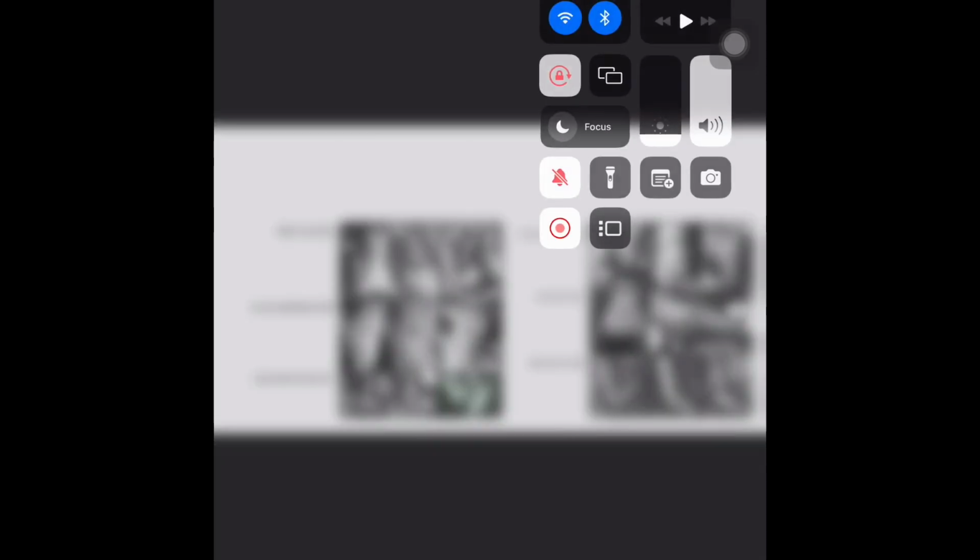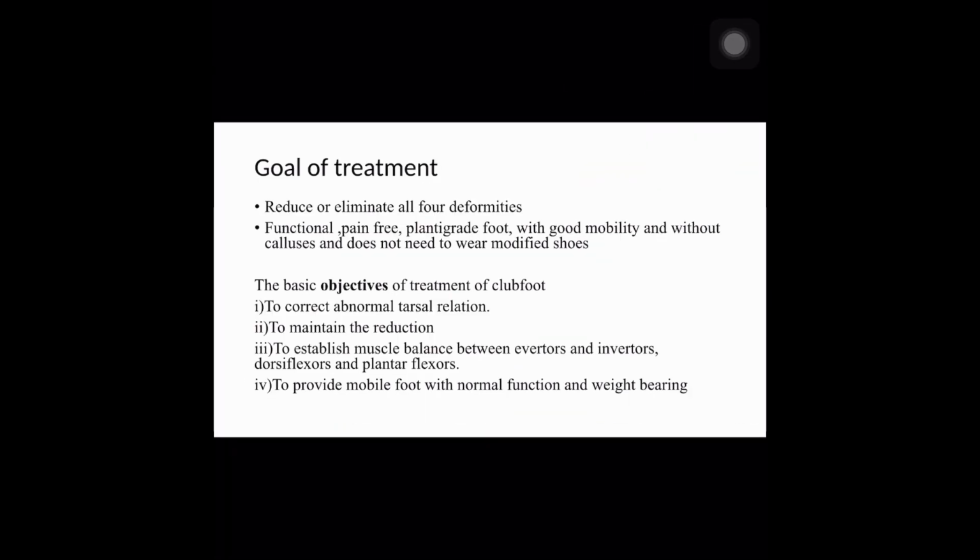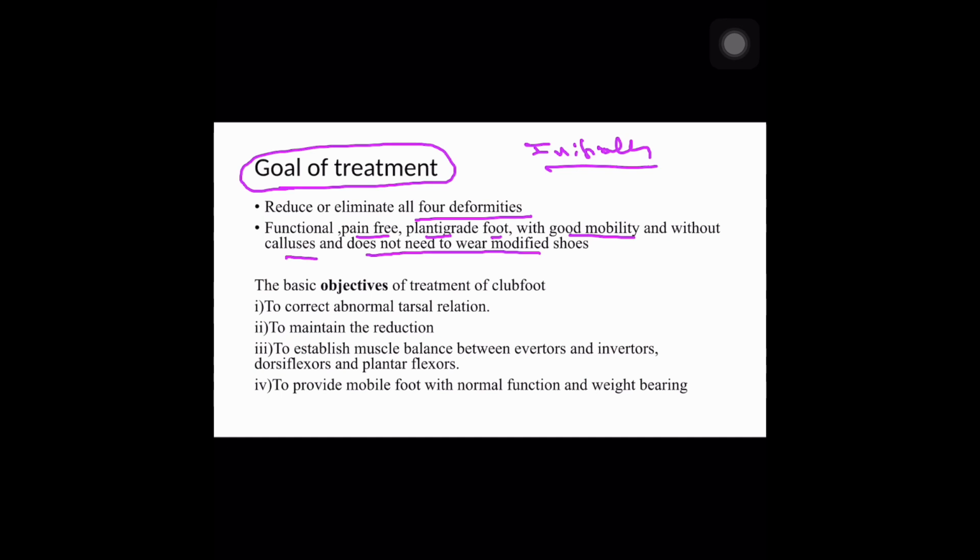So after the Pirani score, what's important for us to understand is the goal of treatment. Our goal of treatment is to treat the condition early. Do not wait for a lot of time. Okay, just treat it initially. Reduce or eliminate all the foot deformities. The aim is a functional, pain-free, plantigrade foot with good mobility, without calluses, that does not need modified shoes.